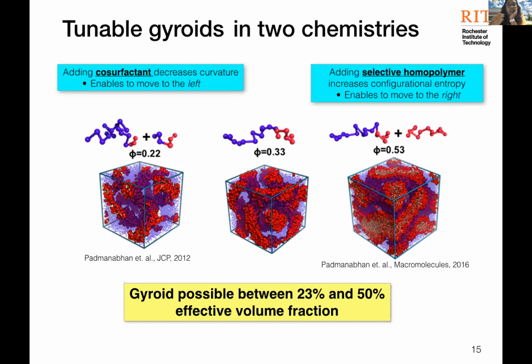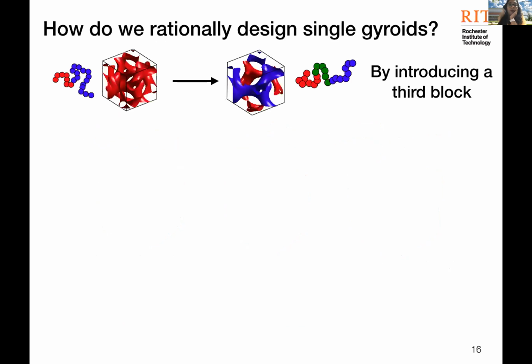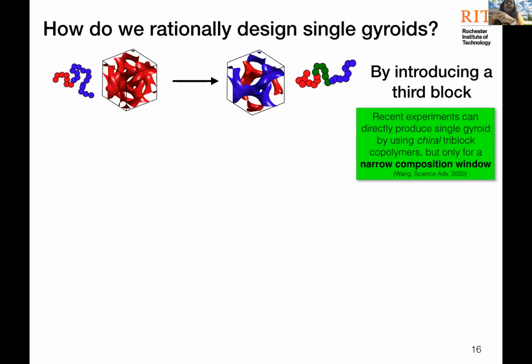And so can we do the same thing for a single gyroid network? Recently a paper was published where you could get a single gyroid by using a chiral block copolymer. But again, it's only stable for a narrow composition window. In this talk, I'm going to give a different strategy where it's a chiral block copolymer, but we're trying to get the alternating gyroid or single gyroid at a really large composition window.